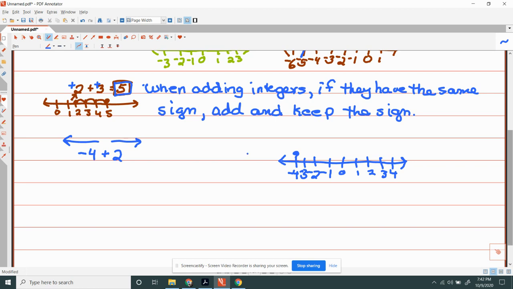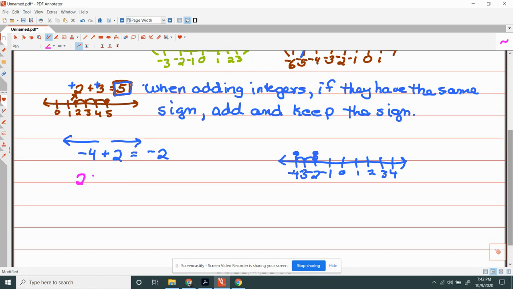So the -4 starts out right here. But we're adding 2. That means we go to the right. 1, 2. Where are we? We're at -2. So -4 plus 2 equals -2. Let's try another one.